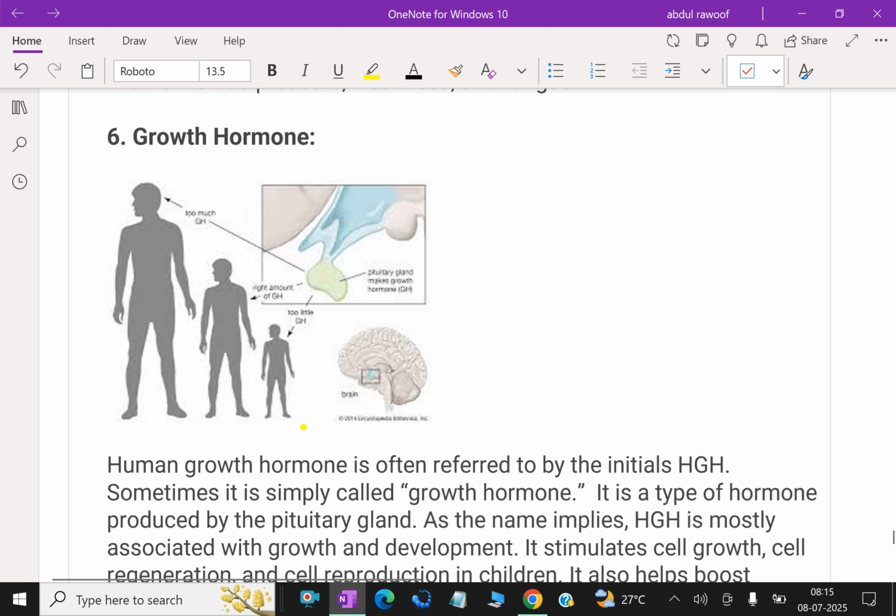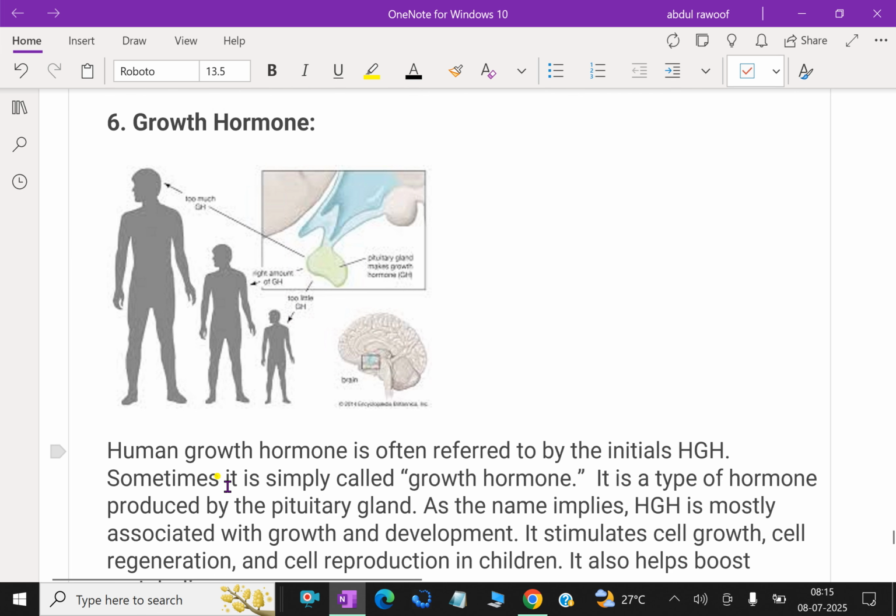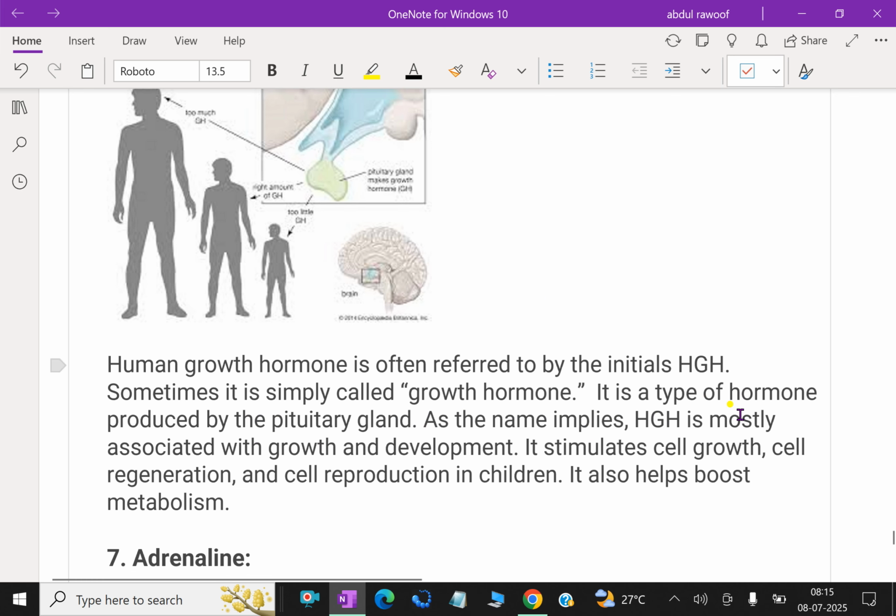Growth hormone. Human growth hormone is often referred to by the initials HGH. Sometimes it is simply called growth hormone. It is a type of hormone produced by the pituitary gland. As the name implies, HGH is mostly associated with growth and development. It stimulates cell growth, cell regeneration, and cell reproduction in children. It also helps boost metabolism.